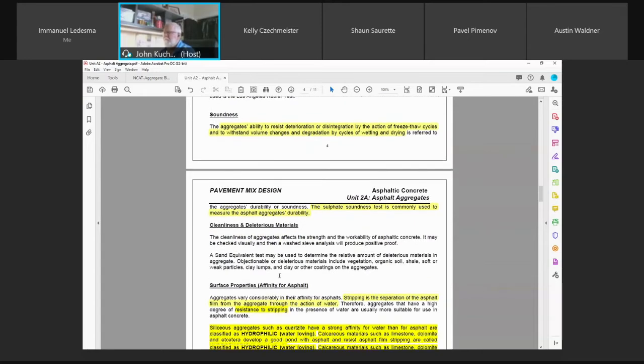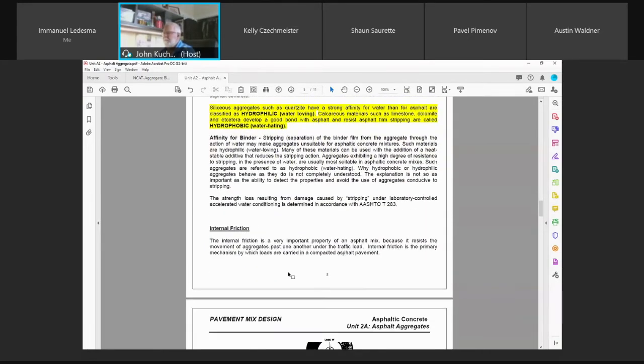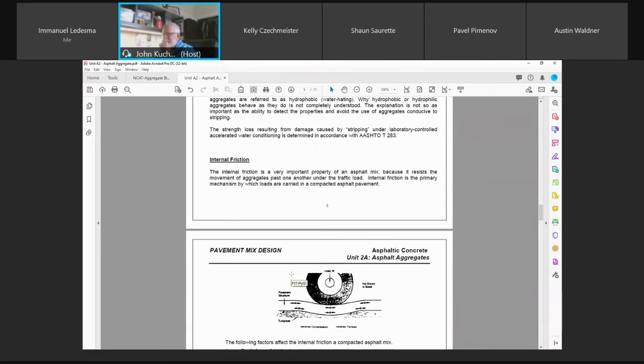Okay, good question. Internal friction. That's the key to the performance. That's what gives us our stability. Stability is a measure of strength.